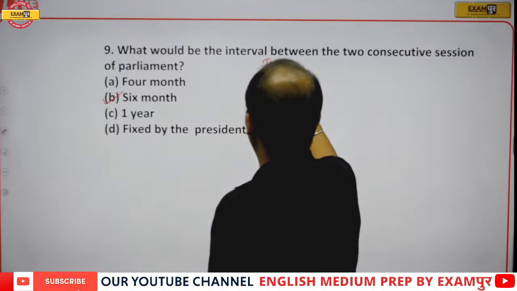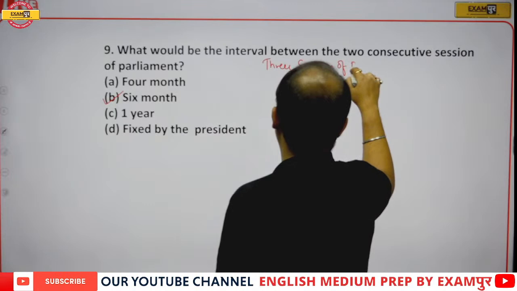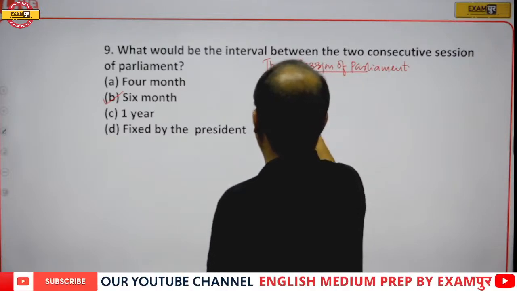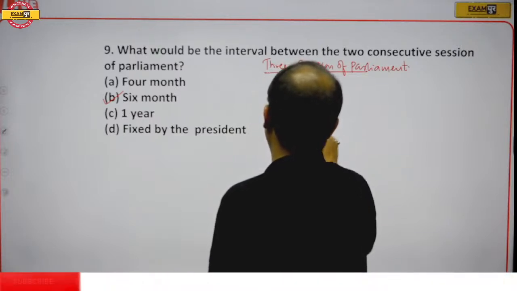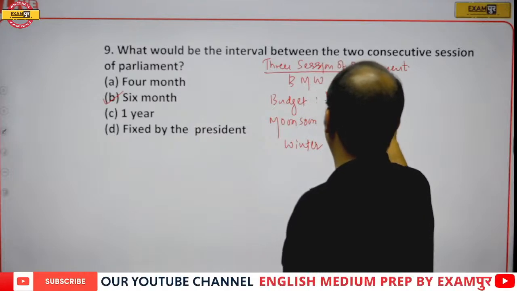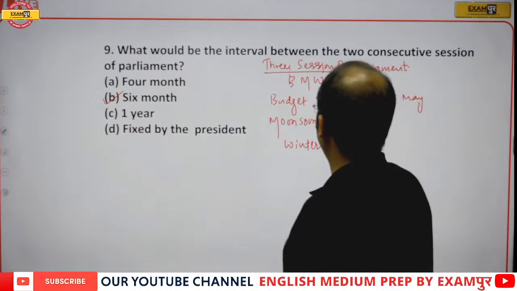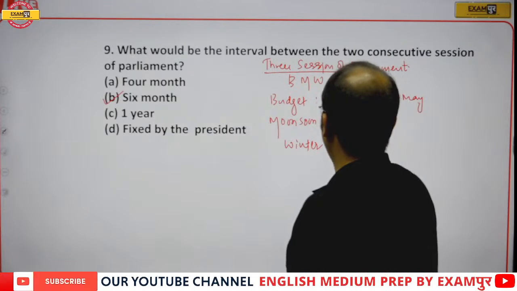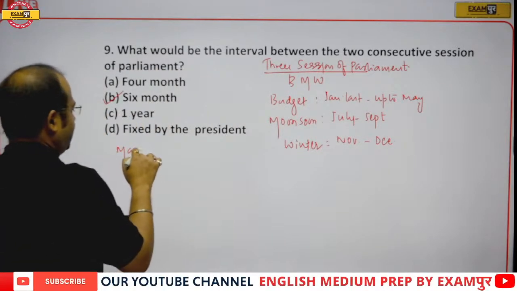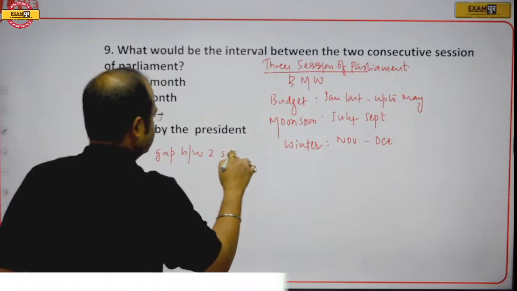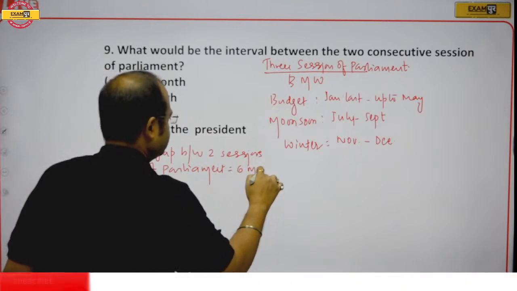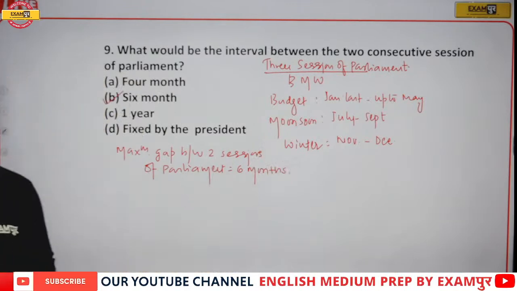So, 3 sessions of parliament are there. That is called BMW: budget, monsoon, and winter. So budget session will start from January last week up to May. Monsoon is July to September, and winter is November, December. So the maximum gap between two sessions of parliament is 6 months. Maximum gap between two sessions of parliament is 6 months.